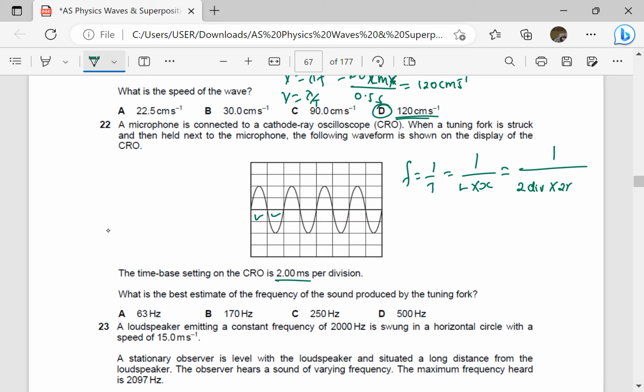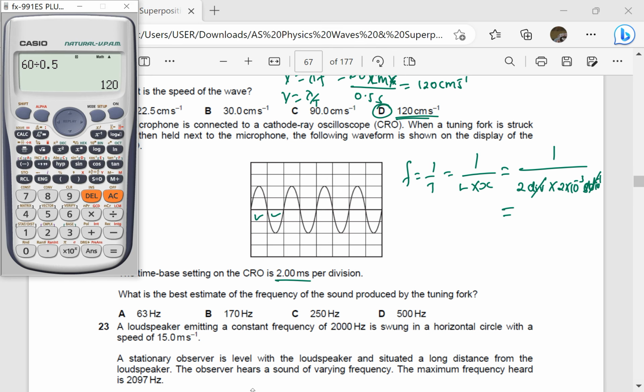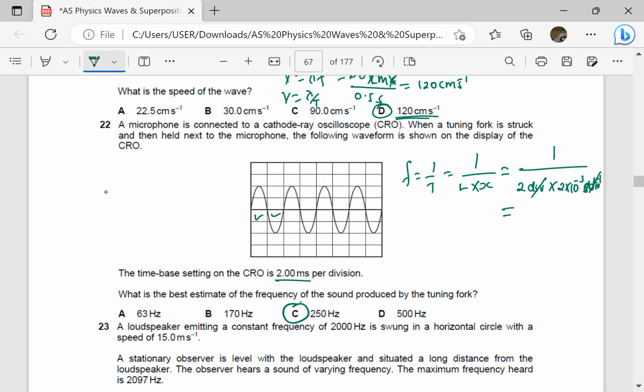The time-base setting is 2 times 10 to the power negative 3 seconds per division. So per division cancels out. So we have 1 divided by 2 times 2 times 10 to the negative 3, which is giving us 250. So the answer is going to be C.